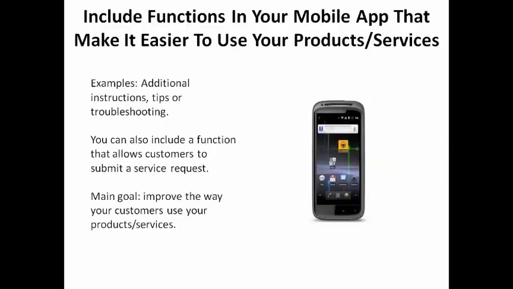For example, you could include functions in your mobile app that make it easier for customers to use your products or services. This could include additional instructions, tips, or troubleshooting suggestions. You could also provide a function for allowing customers to submit a service request. The main goal is to improve the way your customers use your products or services.